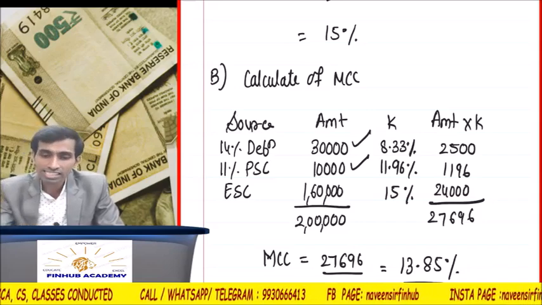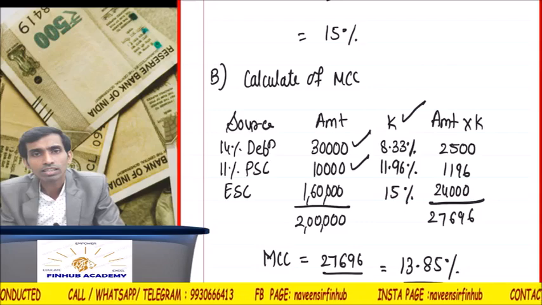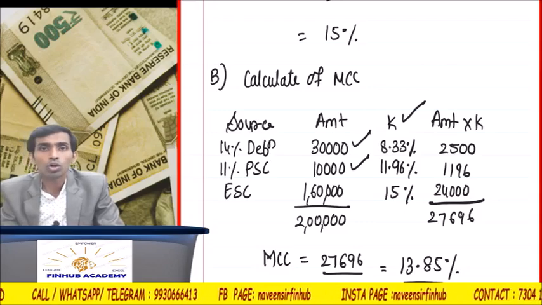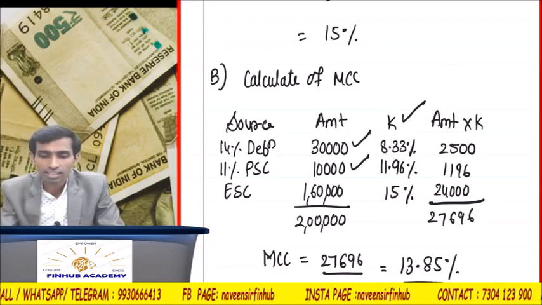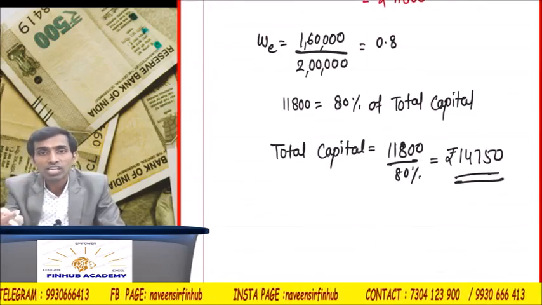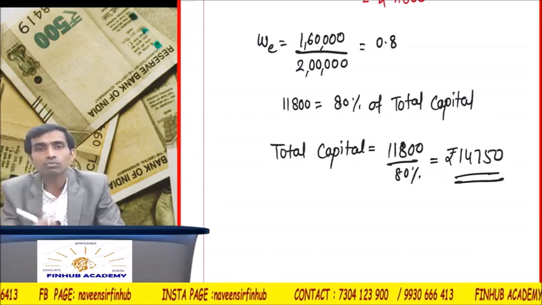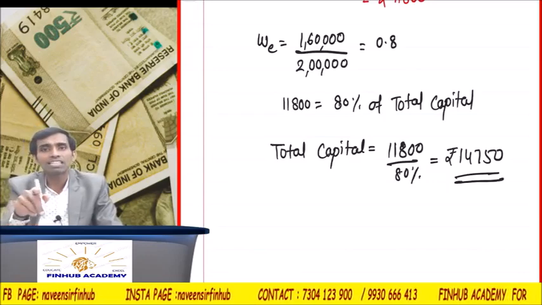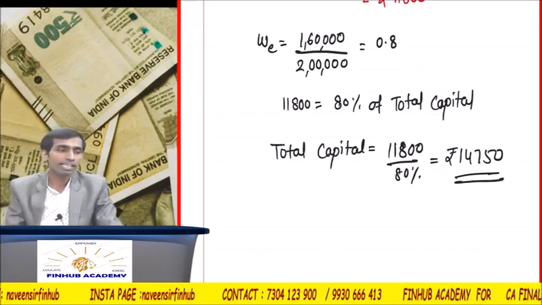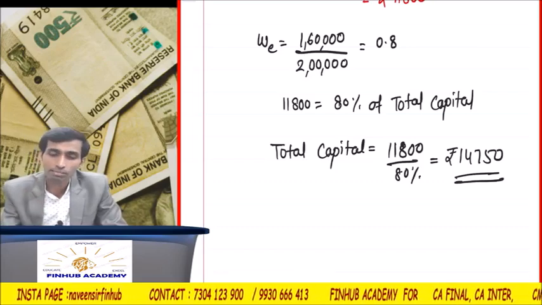If the proportion is the same, if the cost is the same, will the WACC change? No, that is what I was emphasizing there. So that is what you have to do. So without any additional issue of shares, without changing the WACC, how much you can raise? That is 14,750 capital investment you can make, without issuing equity shares. Please copy this.